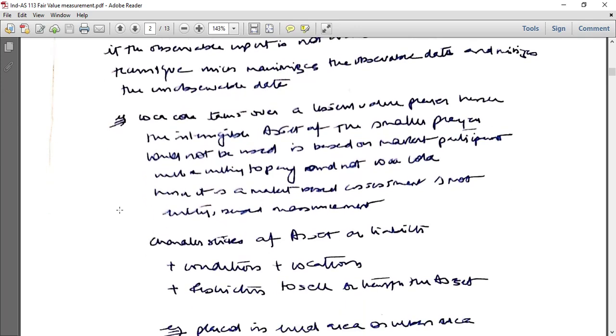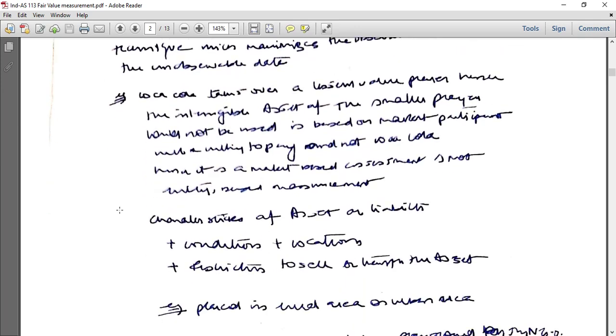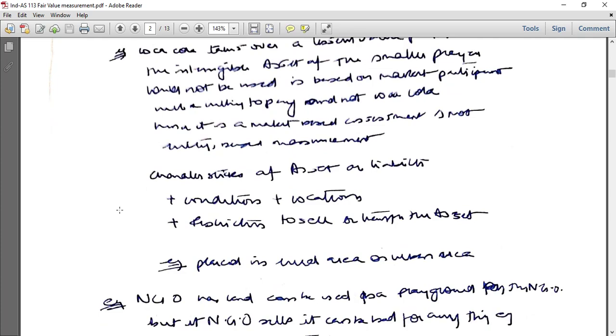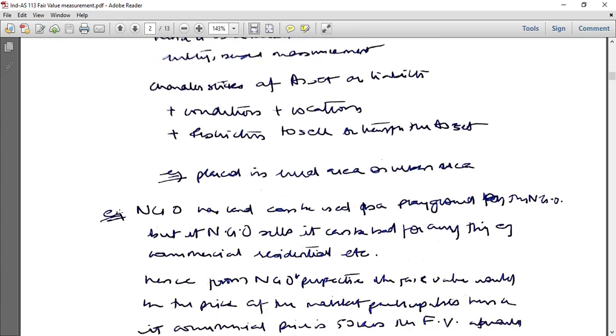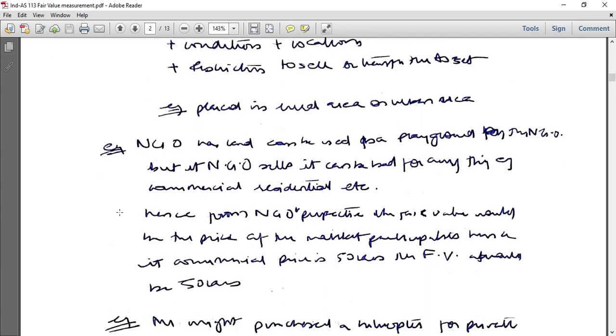Characteristics of an asset or liability include condition plus location, and restriction to sell or transfer the asset, whether placed in a rural area or urban area. An NGO has land which can be used as a playground by the NGO. But if the NGO wants to sell the land, for example for commercial purpose or residential purpose, the NGO's perspective of fair value would not be the price that market participants will pay. It will be the commercial price or the residential price, whichever is higher, that would determine the fair value of the land.